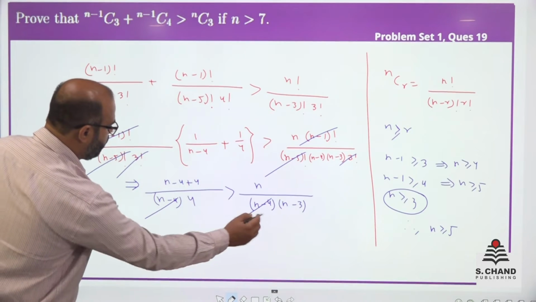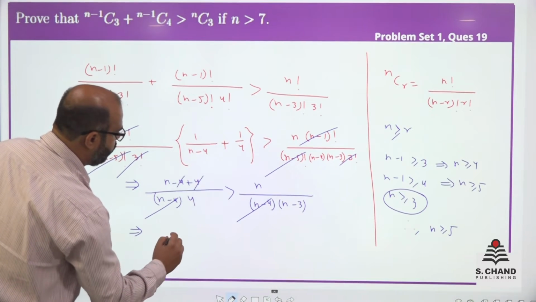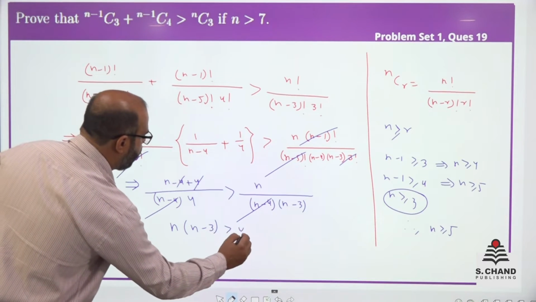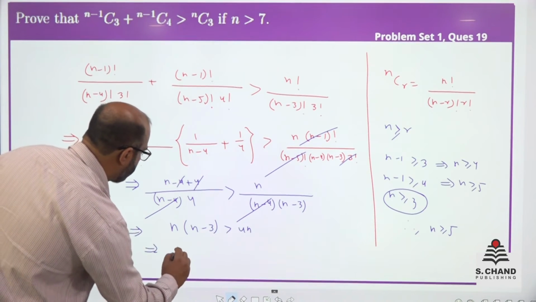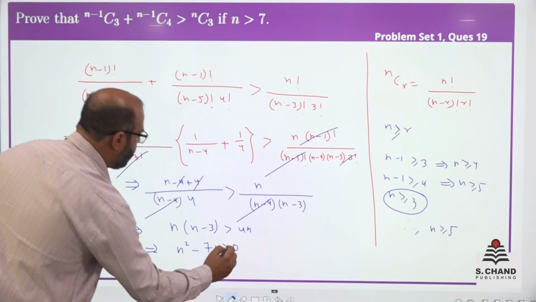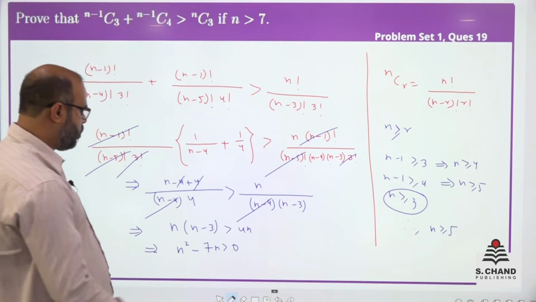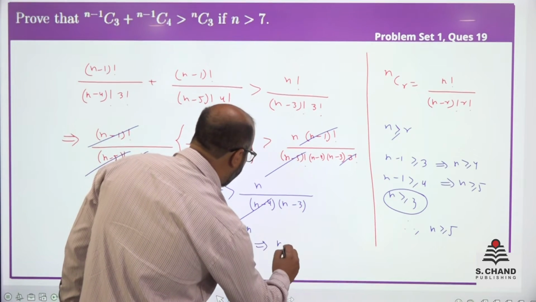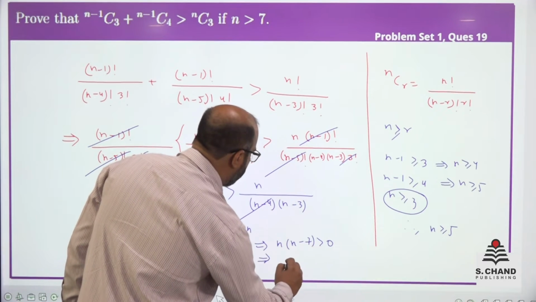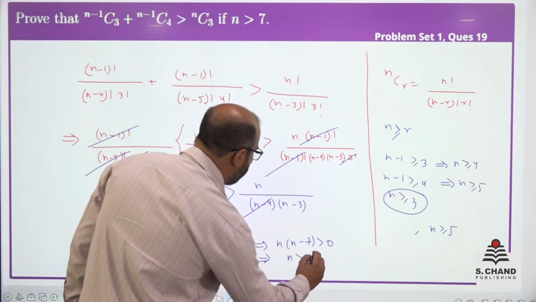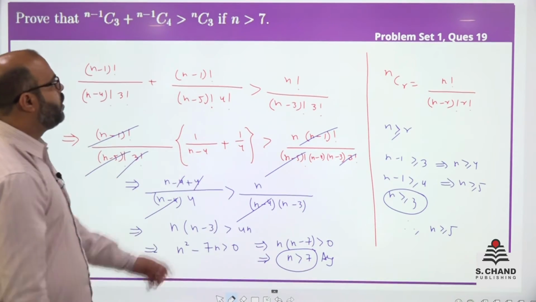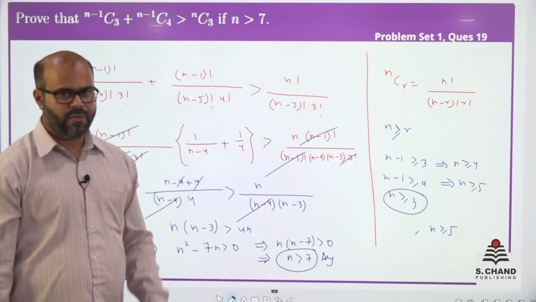In the next step, this will become cancelled, minus 4 plus 4. So n into n minus 3 is greater than 4n. So this will become n square minus 3n minus 4n greater than 0, that is n square minus 7n greater than 0. So this will give you n into n minus 7 greater than 0. Since n is positive, n minus 7 is positive, that means n is greater than 7. This will be your answer. So if n is greater than 7, that is what we have obtained.